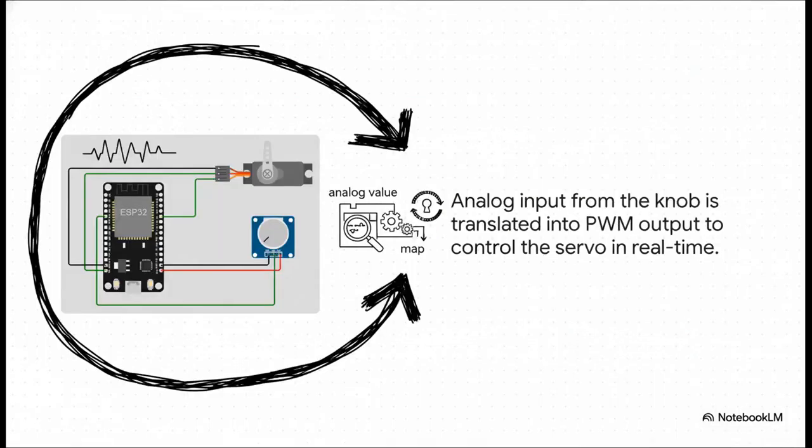And there it is, the complete system in action. We're reading an analog value from that potentiometer. Then the map function translates that value in our code. And finally, the code generates a super precise PWM signal to control the motor's position. We've officially closed the loop. We have a physical input controlling a physical output, all managed by just a few lines of code.